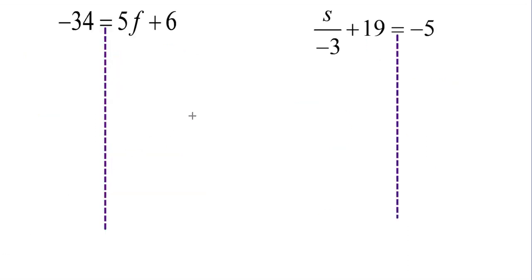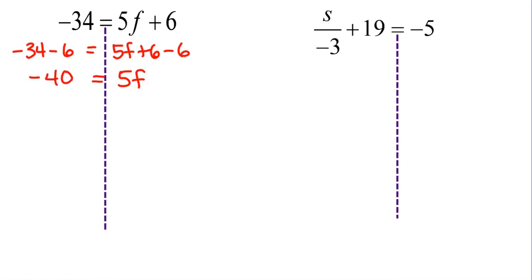Last two, negative 34 equals 5f plus 6. On the right-hand side, I have multiplication and addition. So I'm going to undo the addition first by subtracting 6, since I'm adding 6. Negative 34 minus 6 is equal to 5f plus 6 minus 6. And then again, the plus 6 and the minus 6 becomes 0, so all I have is 5f. And negative 34 minus 6 is negative 40. And then that's step 1.